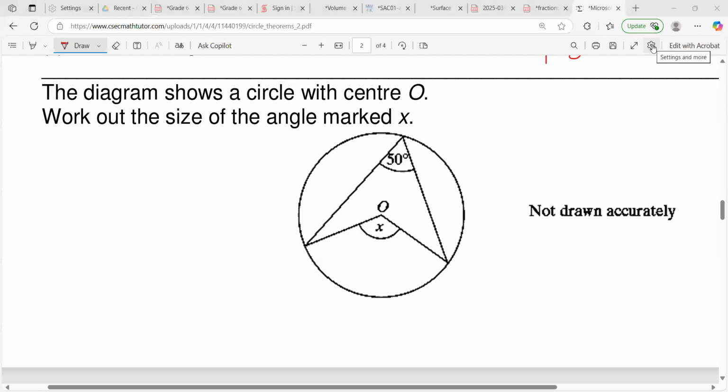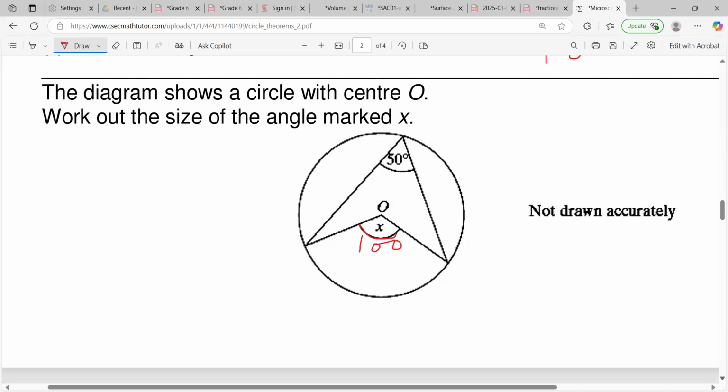All right, so the diagram shows a circle with center O. So they told us that O is the center. Work out the size of the angle marked X, which is this angle right here, right? So this one is at the center, this one is at the circumference. Angle at the center is twice the angle at the circumference. So all we have to do is double this, which is 100. So this is 100 degrees. And that's it.